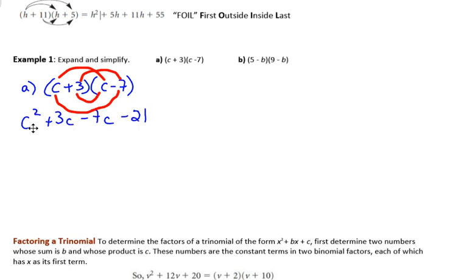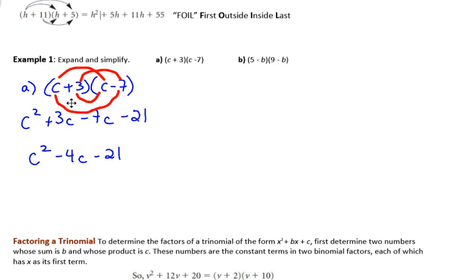is this. So we'd have c squared when we multiply c by c, plus 3c, minus 7c, which we get from minus 7 and c multiplying together, and then negative 21, which we get from multiplying 3 and negative 7. Okay, then we want to simplify that. So simplifying just means to combine like terms, and we notice that we get negative 4c minus 21.